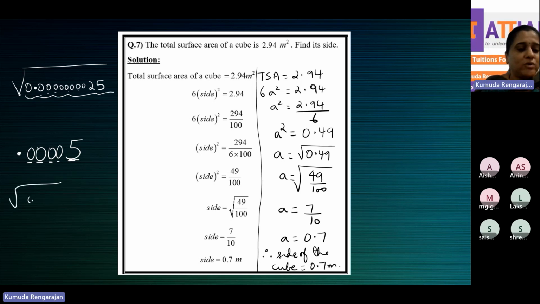Similarly, square root of 0.49. The square root of 49 is 7. Here after the decimal point, 2 digits. So in the square root, after the decimal point, only one digit. So 0.7.